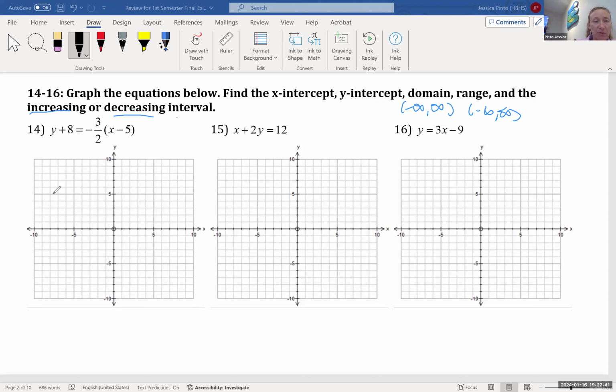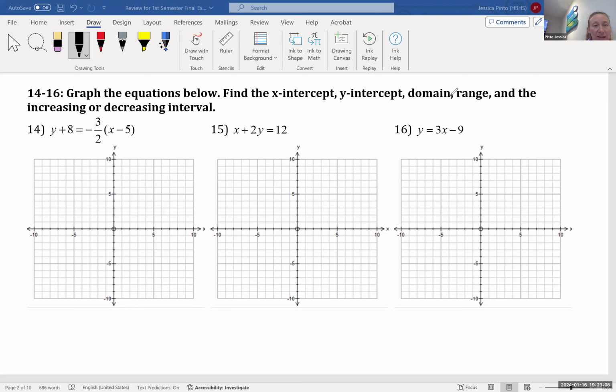So, for example, 14 has a negative slope. That will have a decreasing interval. 16 has a positive slope, so that will have an increasing interval. And 15 is in standard form, so we don't see the slope. But we definitely want to know how to graph all three forms of these lines.